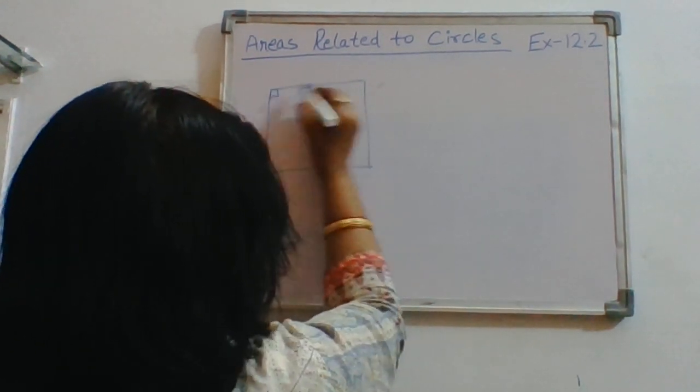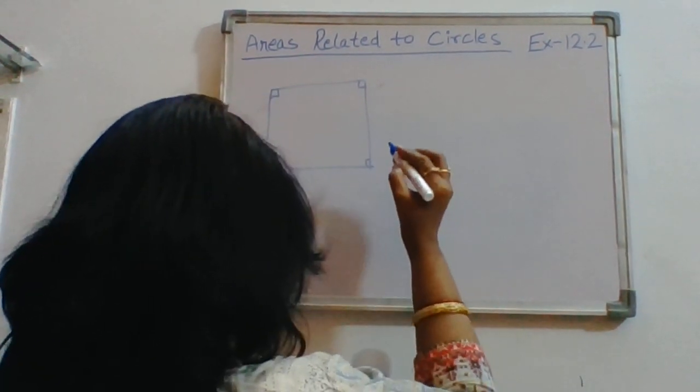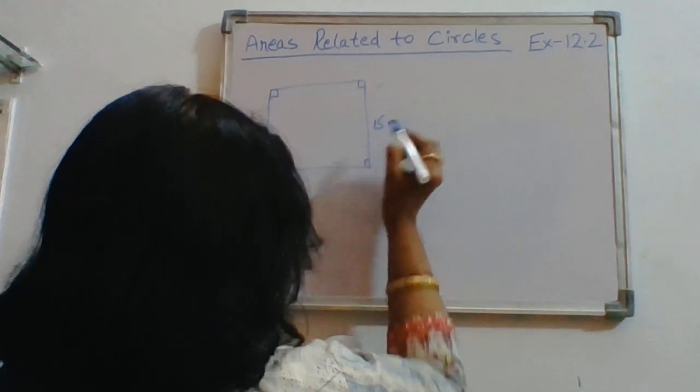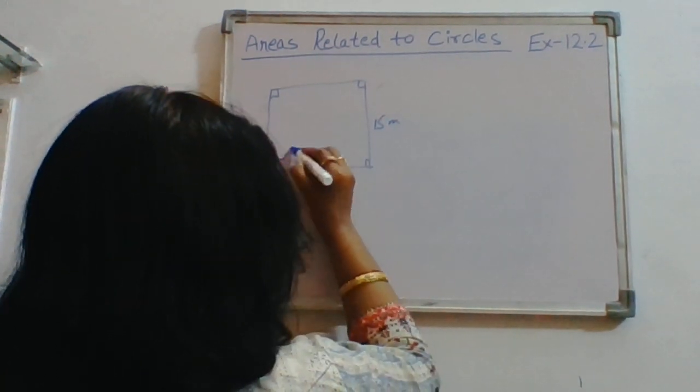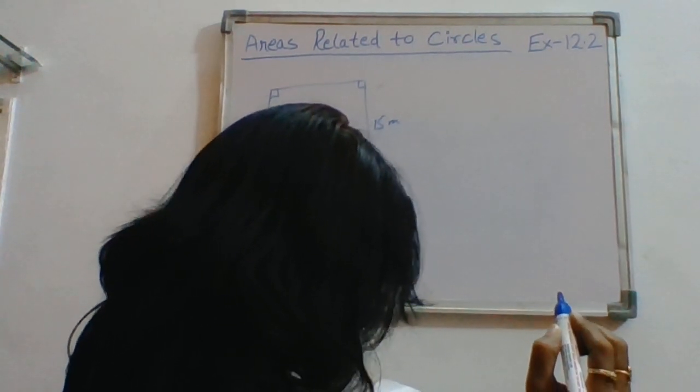This is a square field. Okay. And it is a square field, and here with a rope, a horse is tied, and the length of this rope is 5 meter.